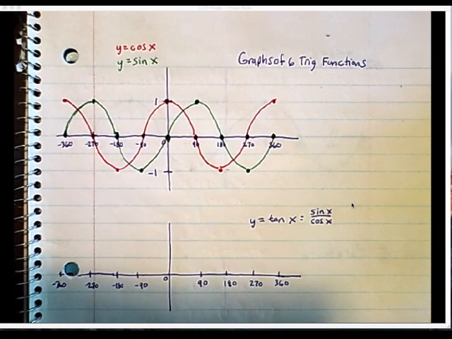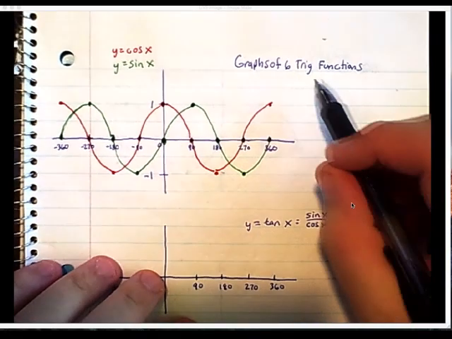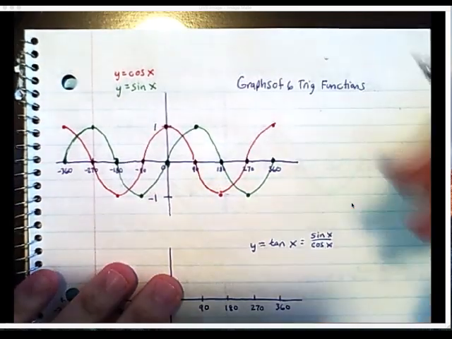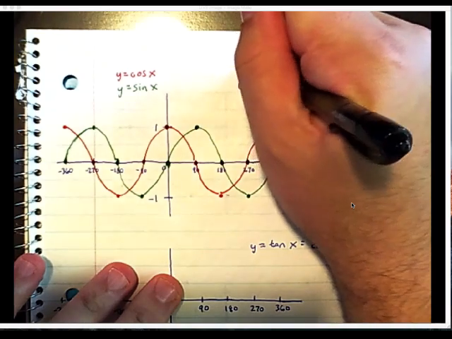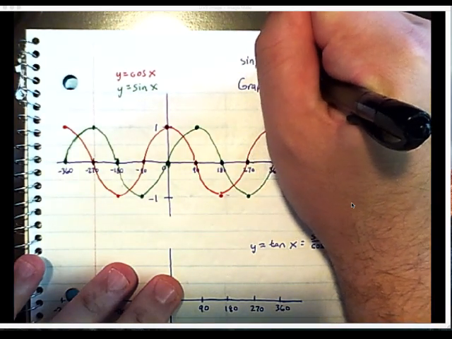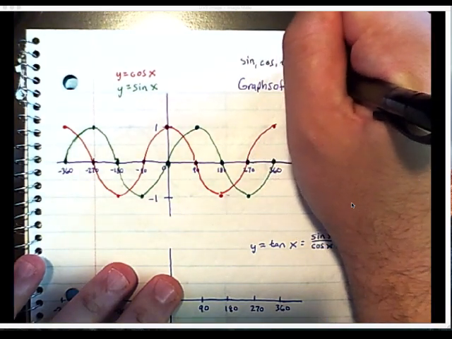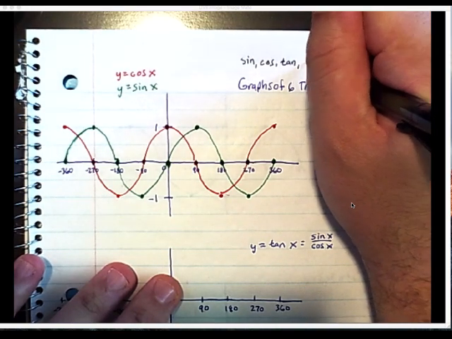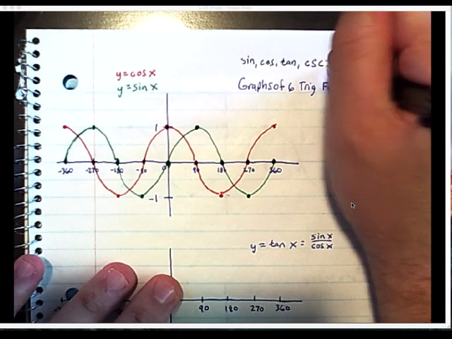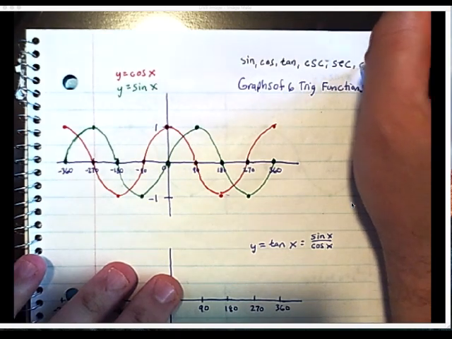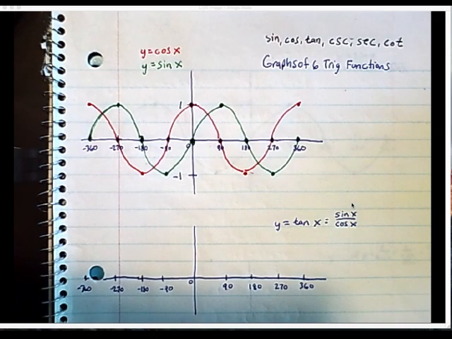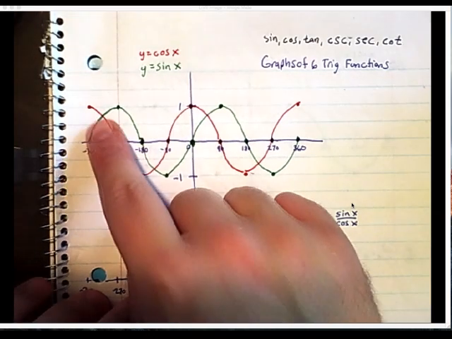All right, guys, before we get into note card 22, I just want to talk about the graphs of our six basic trig functions. And those six basic trig functions are sine, cosine, tangent, cosecant, secant, and cotangent.